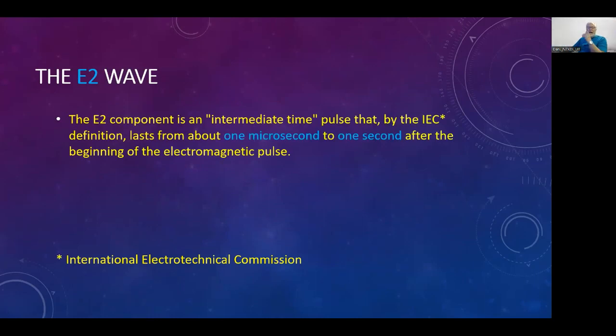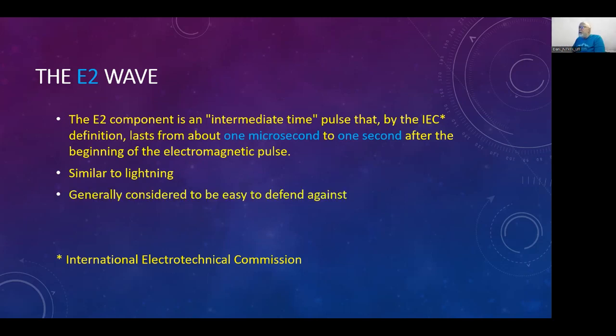And that's just the E1 wave. The E2 component, again, is that intermediate time pulse that lasts from about 1 microsecond, that's 1/1,000,000th of a second, to 1 or 2 seconds after the beginning of the electromagnetic pulse. The E2 component of the pulse has many similarities to the electromagnetic pulses produced by lightning. Although, this is the only silver lining on this, the electromagnetic pulse induced by a very close lightning strike may be considerably larger than the E2 component of a nuclear EMP.